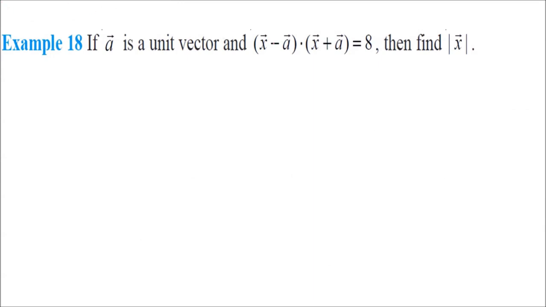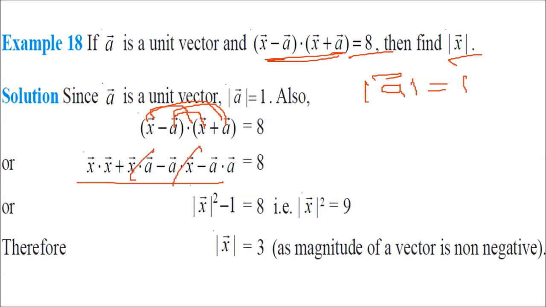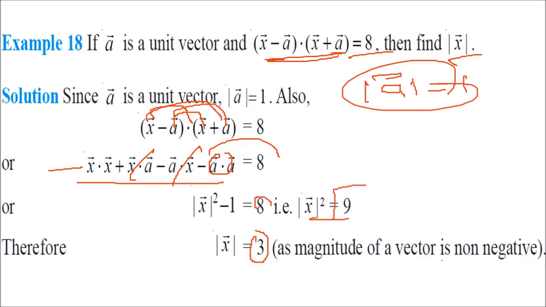If A is a unit vector and x minus a dot x plus a is given as 8, we have to find out the magnitude of x. So A is the unit vector, that is the magnitude of A will be equal to 1 because it is a unit vector. Now let us multiply it. You get x dot x, x dot a minus a dot x and minus a square. So here these two can be cancelled because they are commutative, they are equal. Now x square is equal to 8 plus a square, and a square is given as 1. So this will be 8 plus 1, it will be equal to 9, just root it. It will give you 3. We are not taking the negative value because magnitude is never negative.